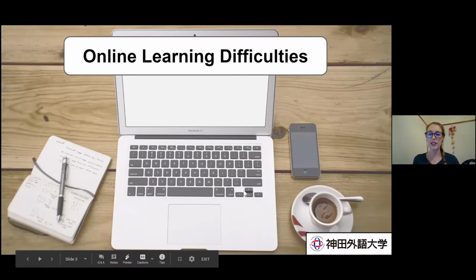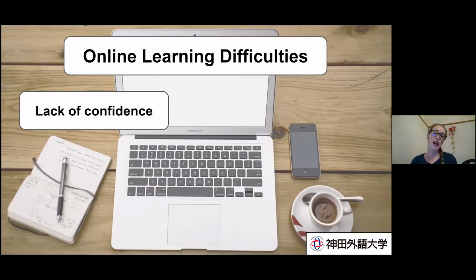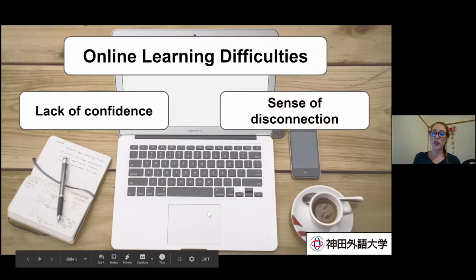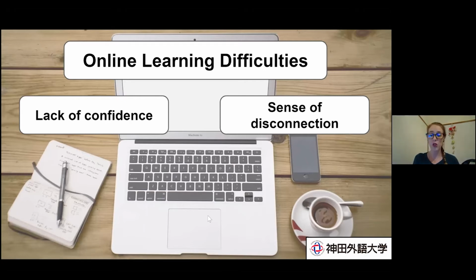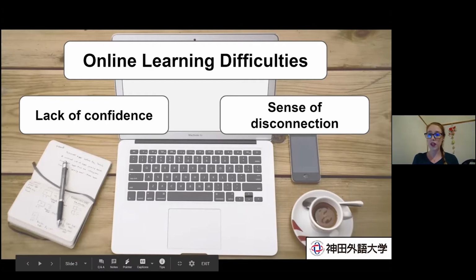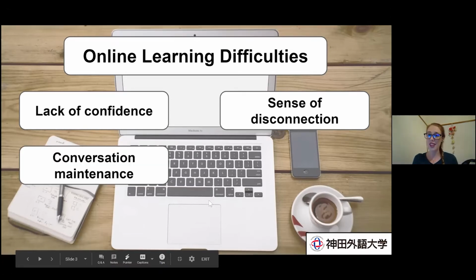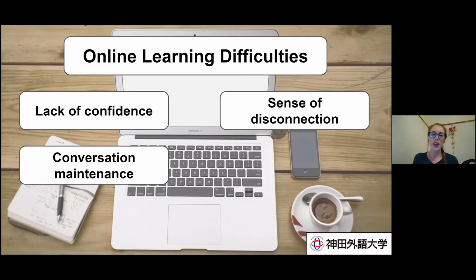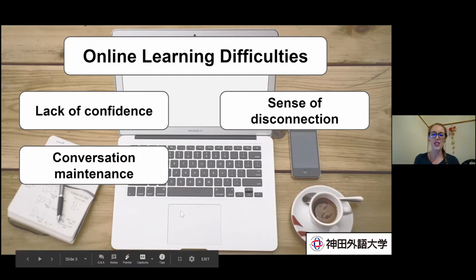So the first one of those is a lack of confidence. Our students lack confidence in using technology, and they lack confidence in having conversations over technology as well. They feel a sense of disconnection from their peers, especially the first year students. The first year students have never set foot on campus. They have never met their peers face to face. And as we all know, not everybody likes to show their camera screen, so some students might not have even seen the faces of their classmates. All of this makes it very difficult to maintain a conversation. We know when speaking online, lag issues and technology issues, as we have experienced today, make communication quite difficult. So maintaining a conversation is one of those big issues.